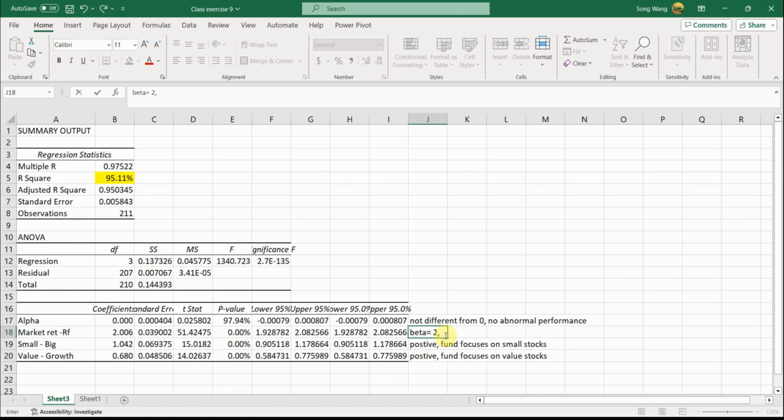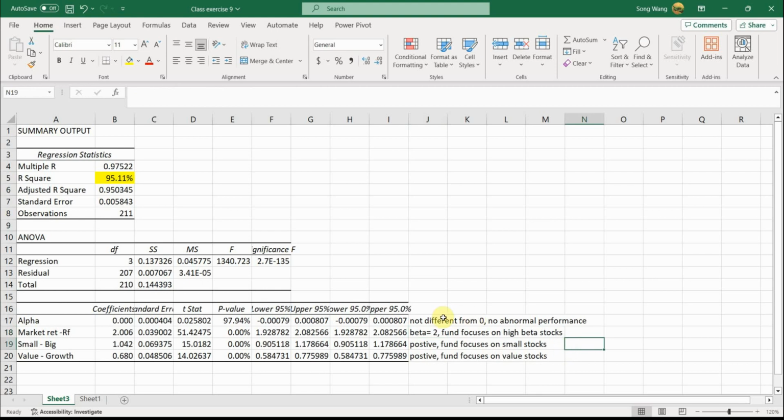So that means the fund focuses on high beta stocks. High beta stocks basically means when the market is doing good, these stocks will do twice as good. Also, when the market is doing bad, these stocks will do twice as bad. So that's basically how you put down the explanation here.